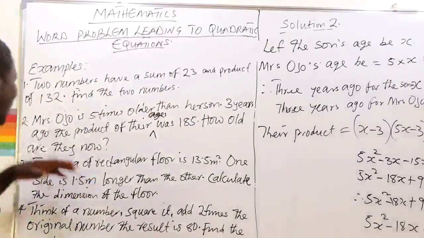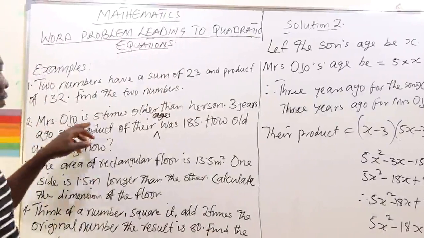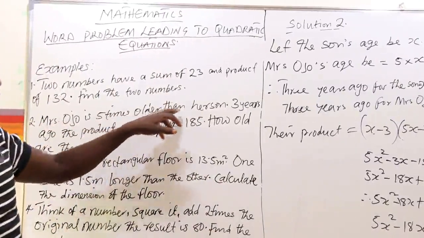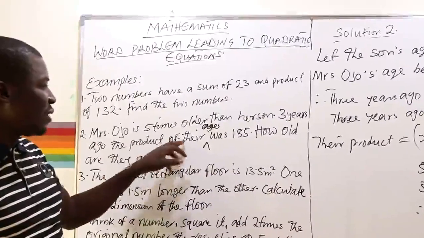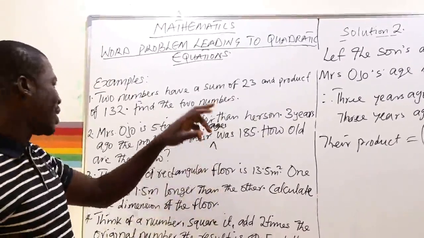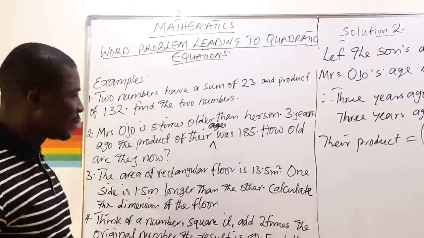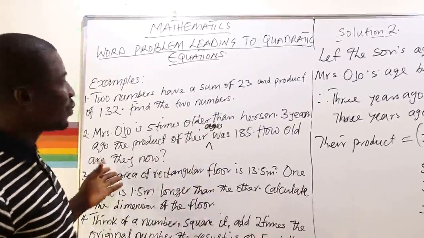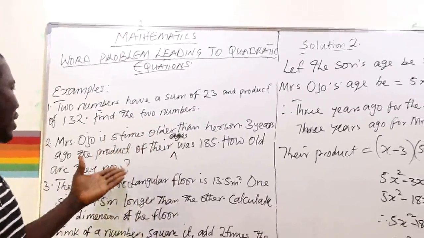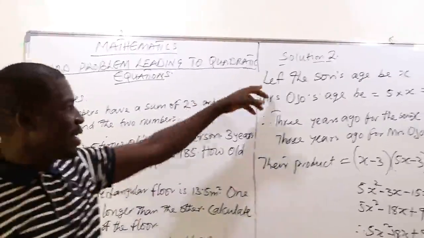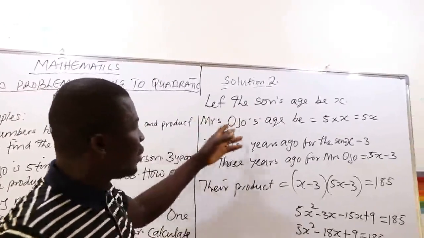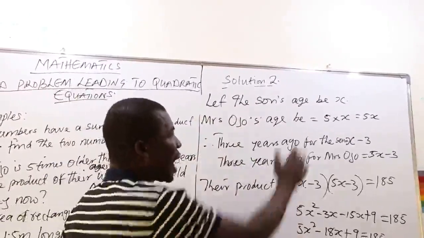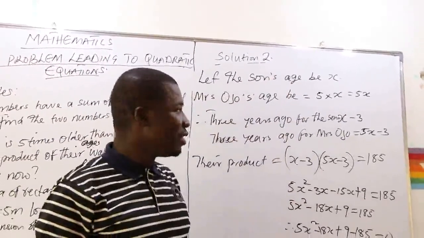Okay. Question number 2 says Mrs. Ojo is 5 times older than her son. 3 years ago, the product of their ages was 185. How old are they now? Now, in solving this problem, we say we don't know the age of the son, so we say let the son's age be x. Then Mrs. Ojo's age will be 5 times that of the son.